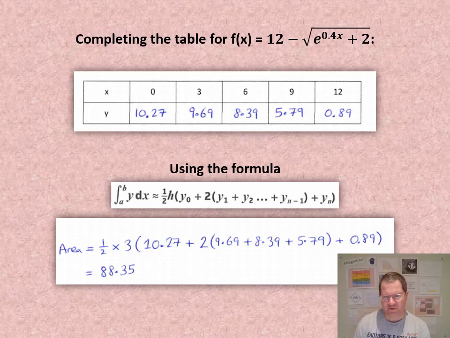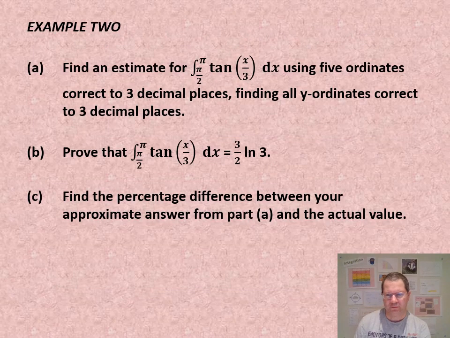H is 3. The height of each of the trapezia was 3. We've got one lot of 10.27. We've got one lot of 0.89 at the other end, and then we've got 2 lots of everything else in the middle, 9.69 plus 8.39 plus 5.79. And when we evaluate the answer, we get 88.35. Again, that's to 2 decimal places.